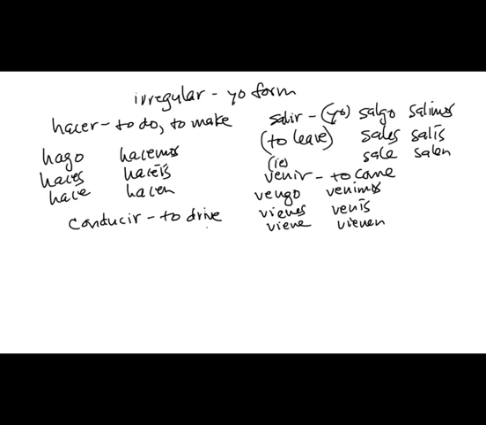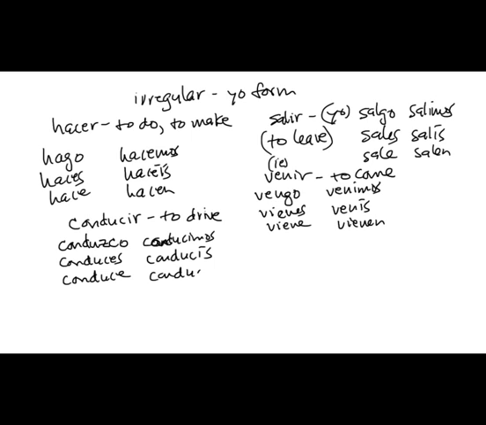Another type of irregularity in the yo form, verbs such as conducir, to drive or to conduct or to lead. It's regular in 5 of the forms, but not the yo form. The yo form, if you just made it regular, it would become conduco. But what we do here is we add a z, conduzco. That somehow softens that hard c. After that it's regular. Conduces, conduce. Whoops, that's an e. Conducimos, conducís, conducen. Kind of a mess there, but you get the idea.